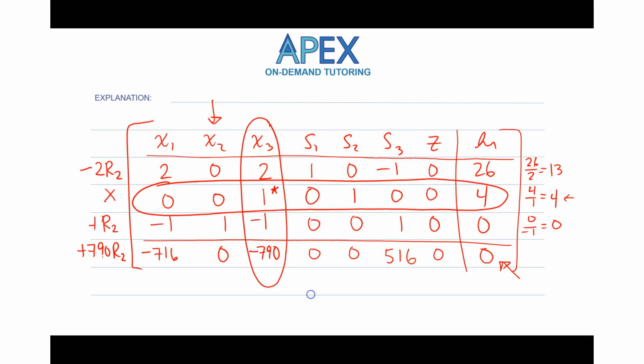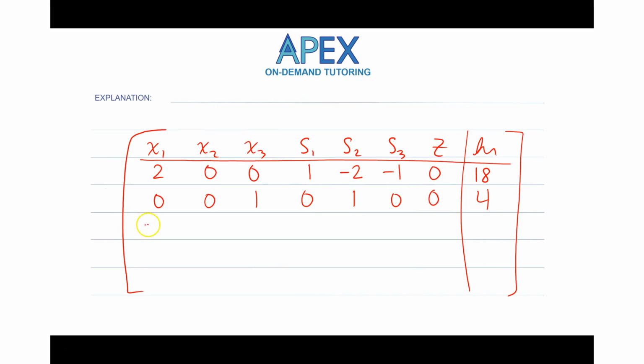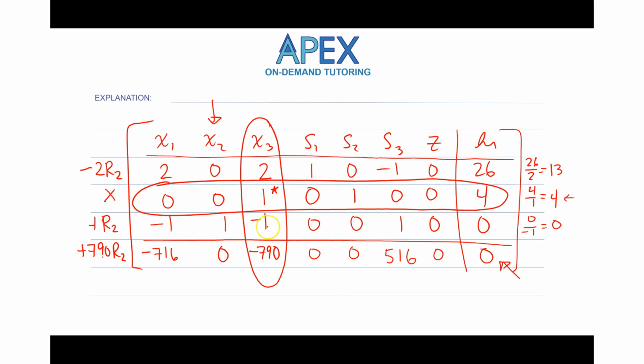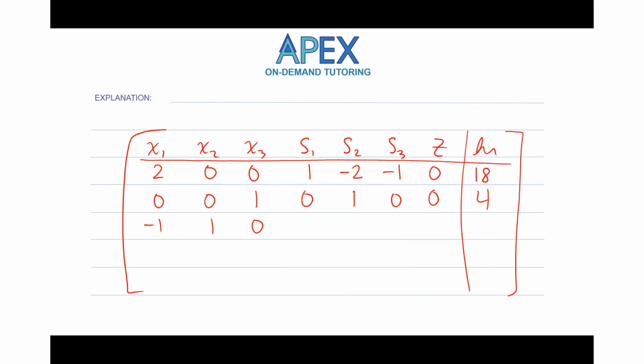Okay, our third row, we're actually adding our 2, and that doesn't do anything to the first two, but it turns this -1 right here into a 0, and the rest of the numbers will be 0, 1, 1, 0, and 4.